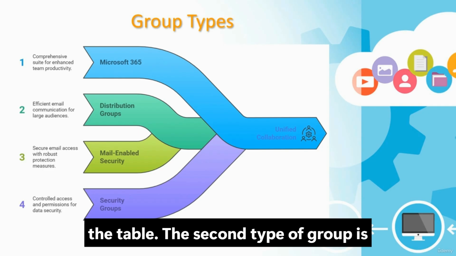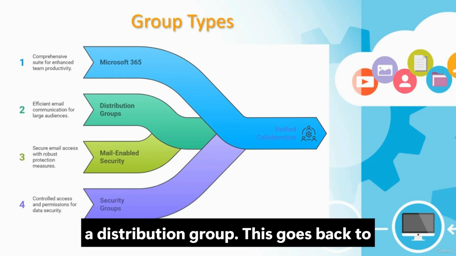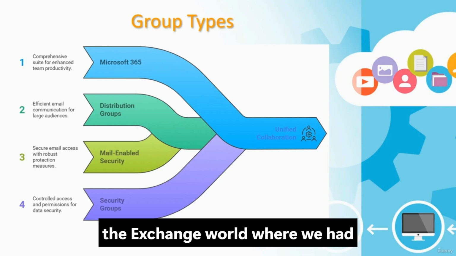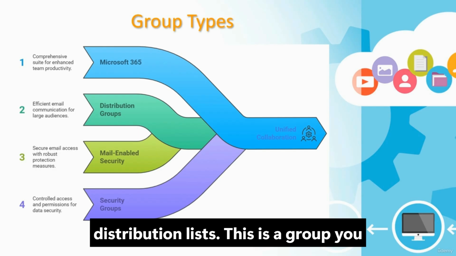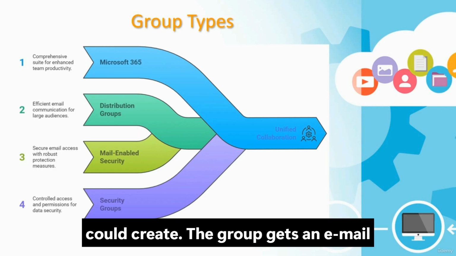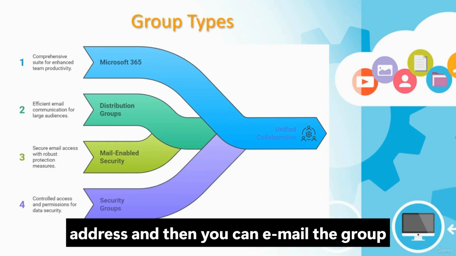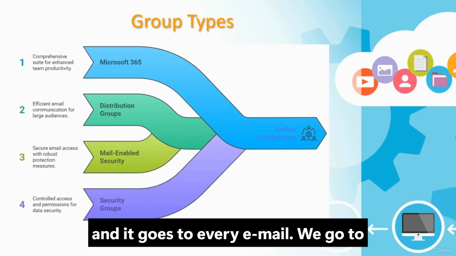The second type of group is a distribution group. This goes back to the Exchange world where we had distribution lists. This was a group you could create. The group gets an email address, and then you can email the group, and the email would go to everyone in the group.